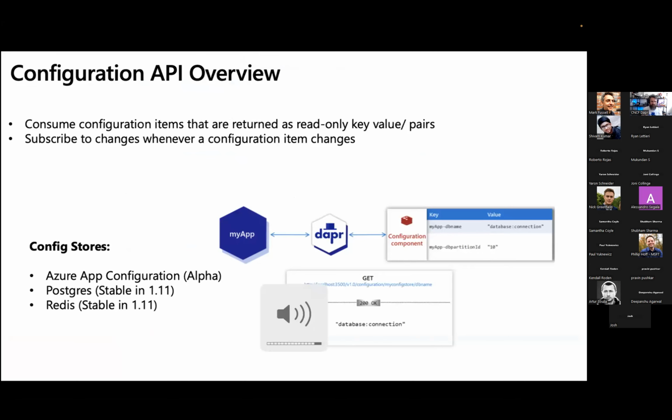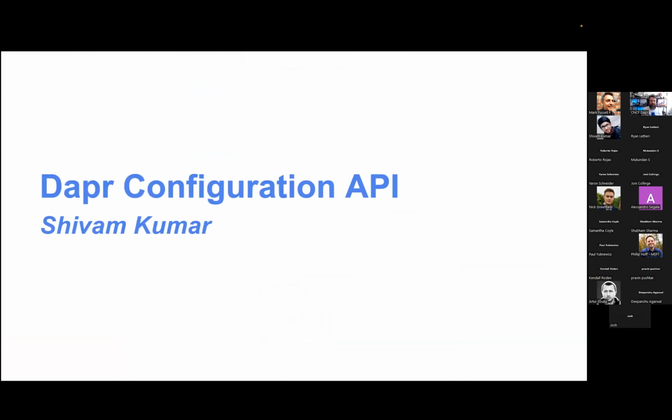Okay, good. Hi everyone, I'm Shivam. And in this section, I will be talking about the Dapr configuration API. So the context for this is that the configuration API has been there in Dapr for a few releases, I think 3 or more than 4 releases, and it has been in alpha. So with the 1.11 release that is going to come out in the next few days, we are basically upgrading the config API from alpha to stable.